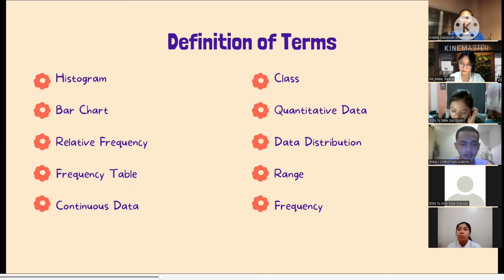Range is the difference between the largest and smallest values. Frequency is the number of times a value appears in the data.